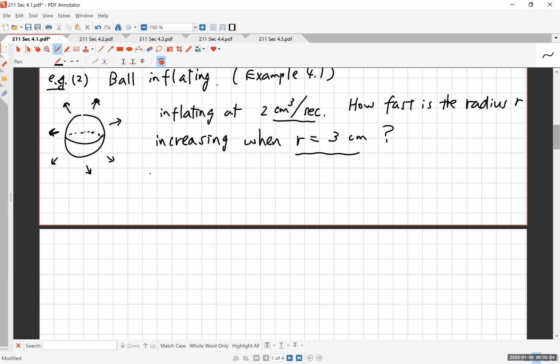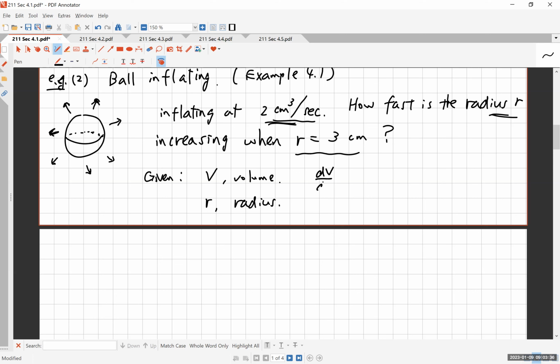Maybe you can write the given. What are we given, and what's the formula we have? We have the radius, which is increasing, and the other thing that's increasing is the volume. So let's write V, the volume, and r, the radius. Those are the only two things that are changing with respect to time at this point that are relevant to this question.